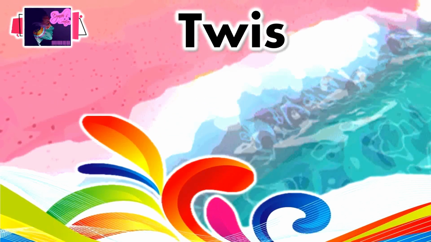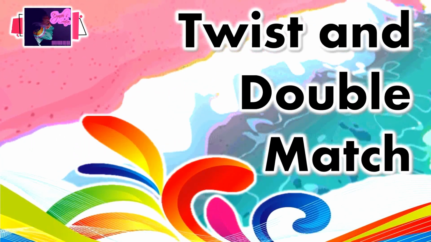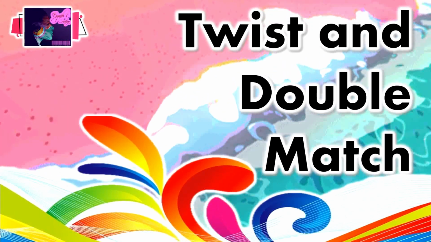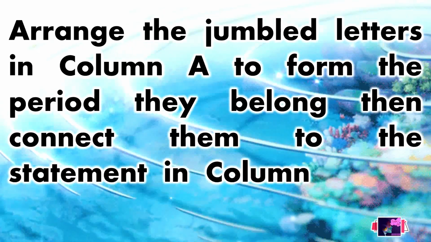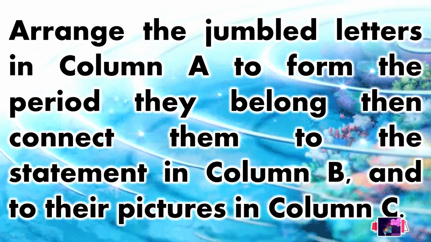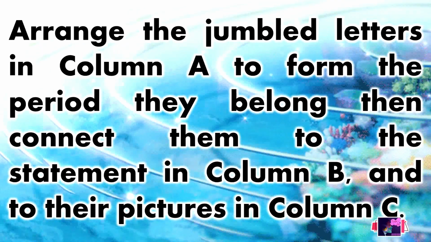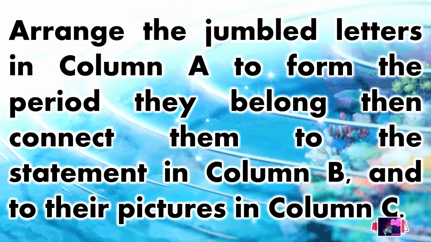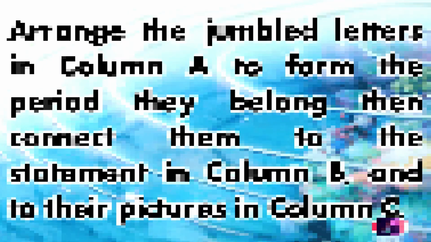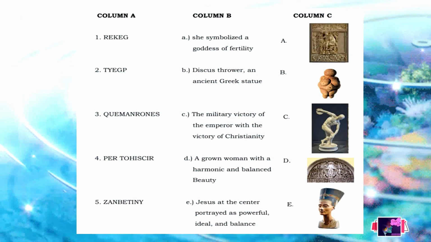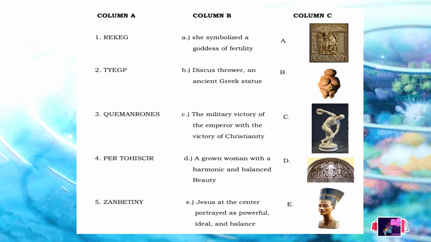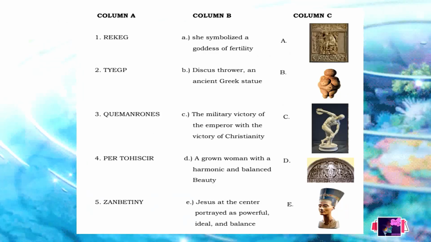As a start, we will be having an activity named Twist and Double Match. Here is what you have to do. Arrange the jumbled letters in column A to form the period that they belong to, then connect them to the statement in column B and to their pictures in column C. So this is what we will be answering. We have column A, column B, and column C. Now let's see the answers.